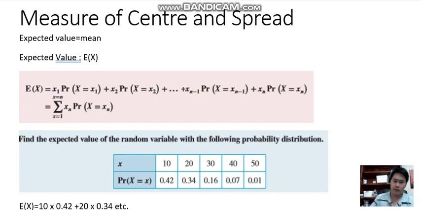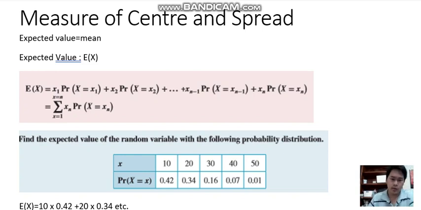So here we have an example. It says find the expected value of the random variable with the probability distribution. Like I've said in my previous videos, these snippets are from the Jacaranda 2019 edition, so 6th edition, I believe. Yeah, this makes it a lot easier.